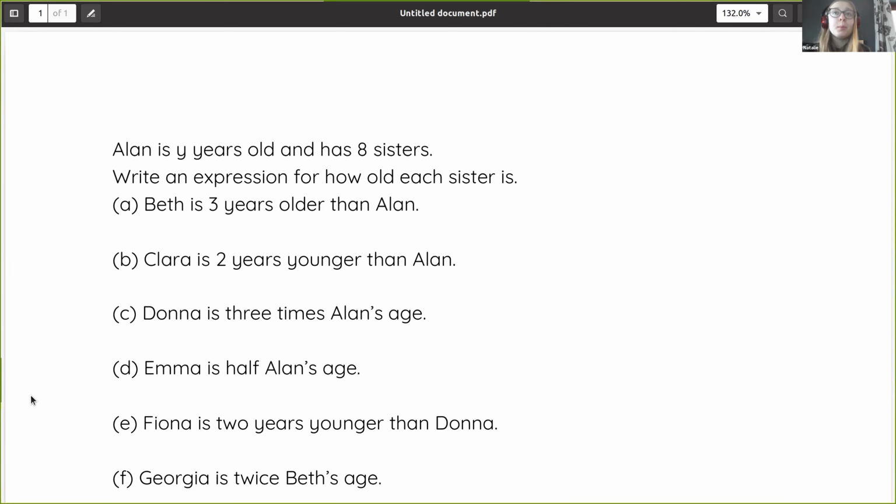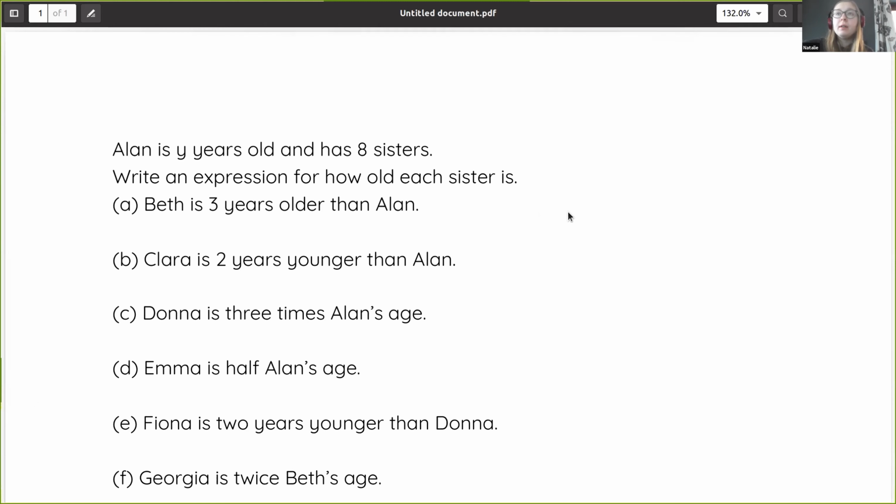So Alan is Y years old. It means we don't know how old Alan is. Okay, we know he's some number of years old, but we don't know how many. And he has 8 sisters. Oh my goodness, 8 sisters. Write an expression for how old each sister is. So Beth is 3 years older than Alan. So how can we write that mathematically as an expression?